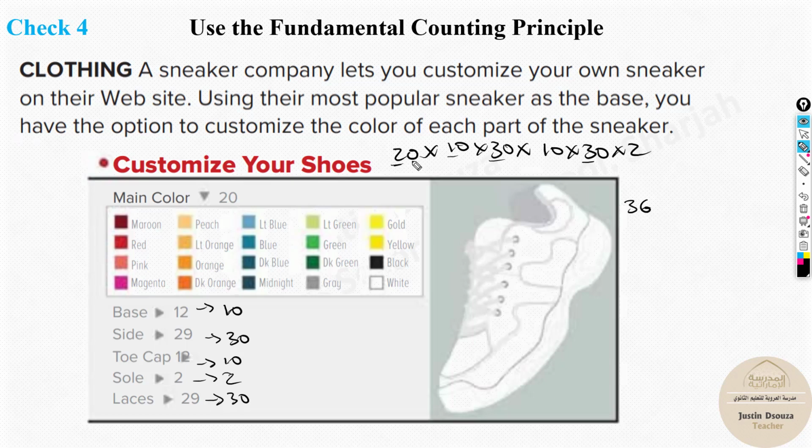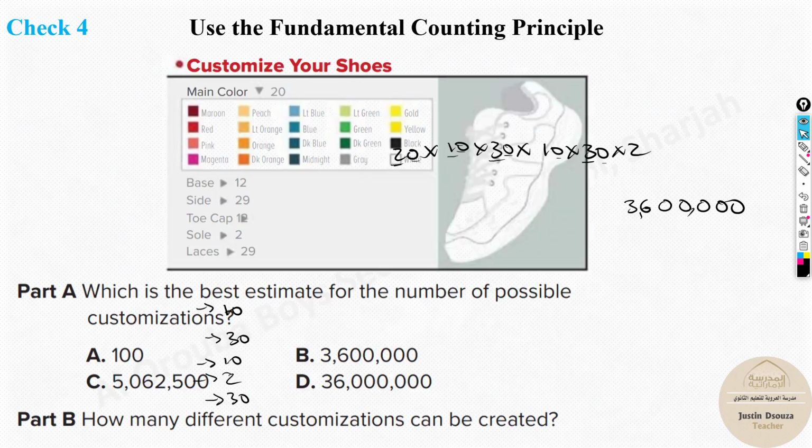Now what next? I just count the zeros. 1, 2, 3, 4, 5. That means I'll have 5 zeros. So here you can see it is 36 million. Our estimate is, oh sorry, my bad. It's not 36 million. It is 3.6 million, or 3,600,000. Okay, 3,600,000 options. Here you can see the nearest estimate. Which is the nearest estimate? It is 3,600,000. This is the answer which we got.